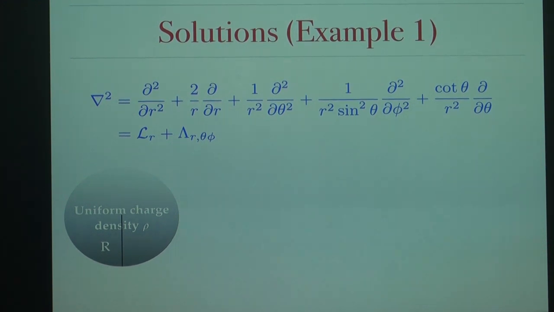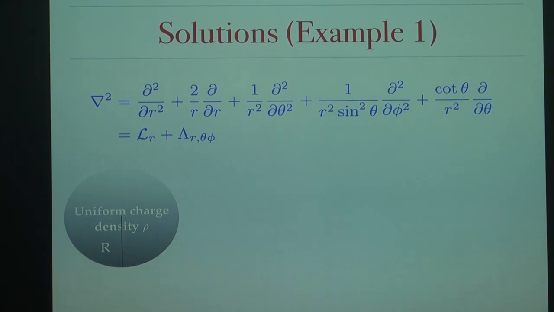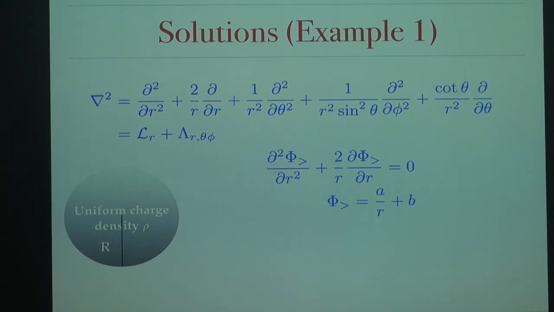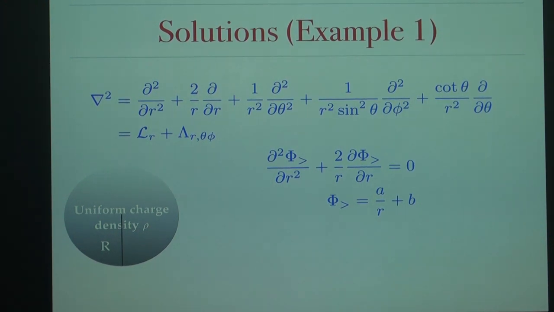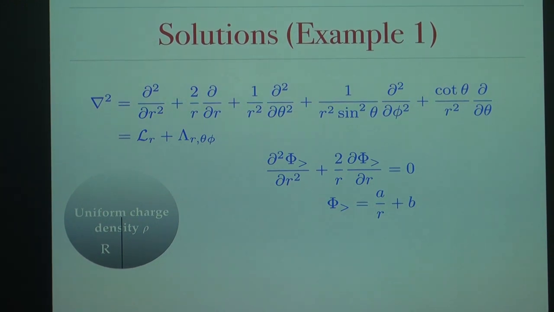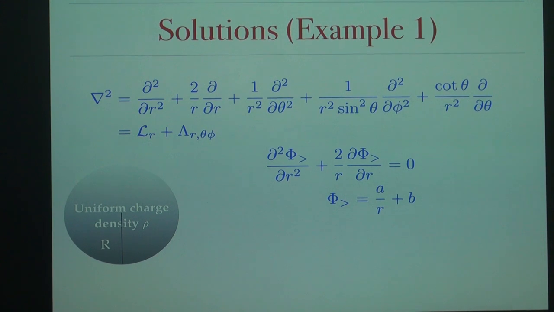And of course, it splits into the radial part and the angle-dependent part. And since everything has a spherical symmetry, what remains from our equation is only the radial part. And we have to solve it outside and inside of the sphere separately, and then match the solutions on the surface. So outside of the sphere, this is an equation, and the solution of it is pretty difficult because the potential has to go to zero at infinity. So that is the form of it.